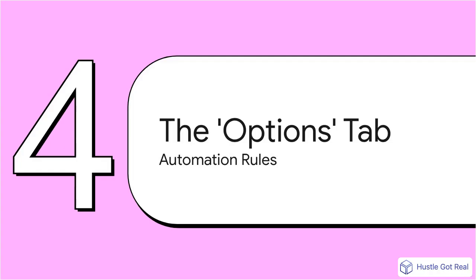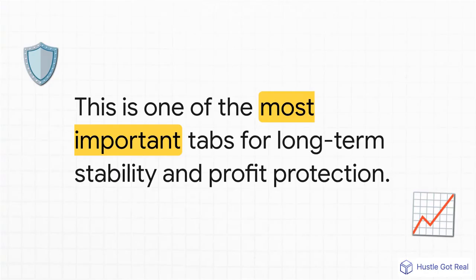Okay, on to the third and final tab, Options. Now this is where the magic happens. This is where you put your business on autopilot. Think of it as your automation hub, working for you 24/7 to protect your profits and keep your store running like a dream. And I'm not kidding, I really can't overstate this enough.